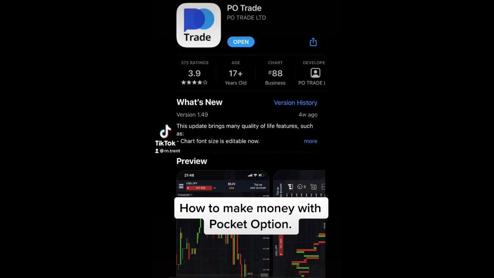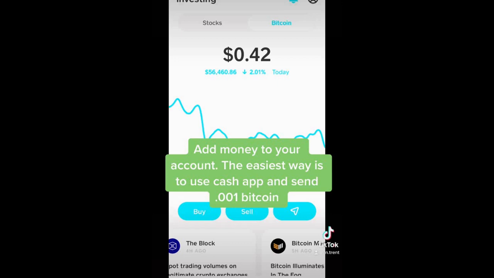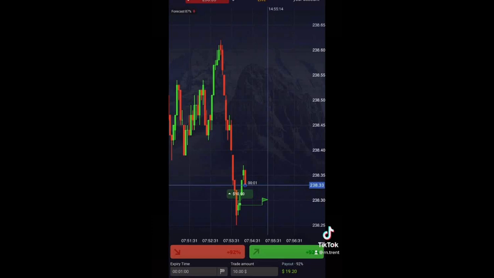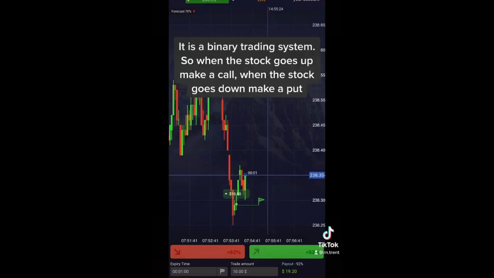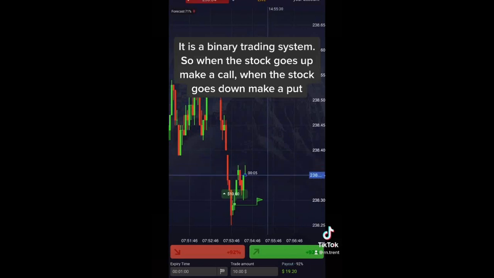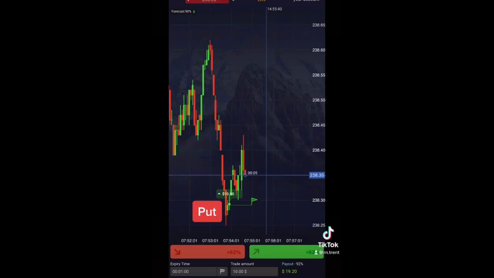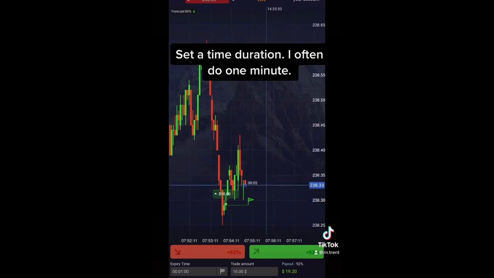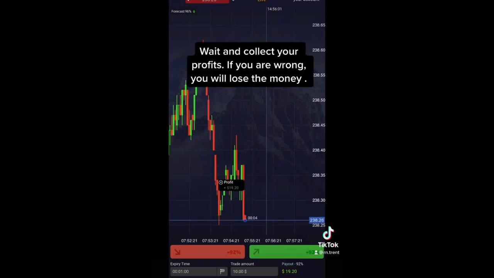How to make money with Pocket Option. Add money to your account. The easiest way is to use Cash App and send 0.01 Bitcoin. It is a binary trading system. So when the stock goes up, make a call. When the stock goes down, make a put. Set a time duration. I often do 1 minute. Wait and collect your profits. If you are wrong, you will lose the money.